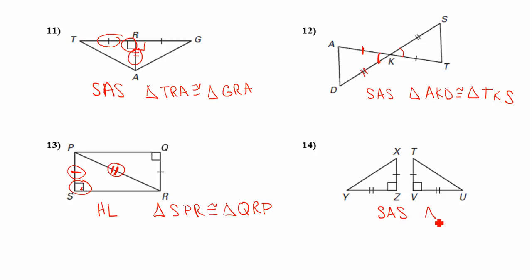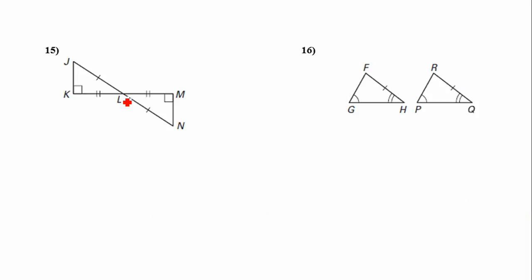All right, 14 looks like in both of those triangles you would have side, angle, side. So you would say triangle YZX is congruent to triangle UVT. Couple more of these, 15 and 16.